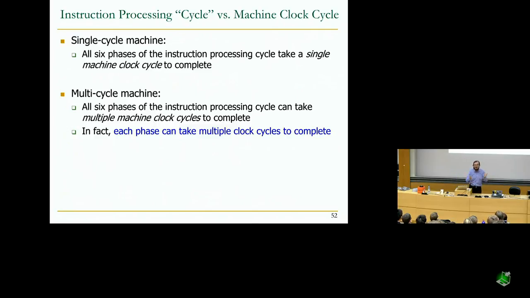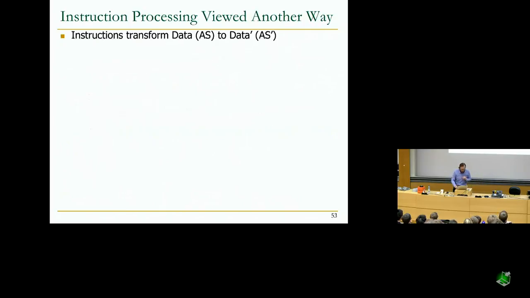The fetch can be, I don't know, 100 cycles. It could be non-deterministic. It could depend on where the data is. Okay, let's view instruction processing in a different way.